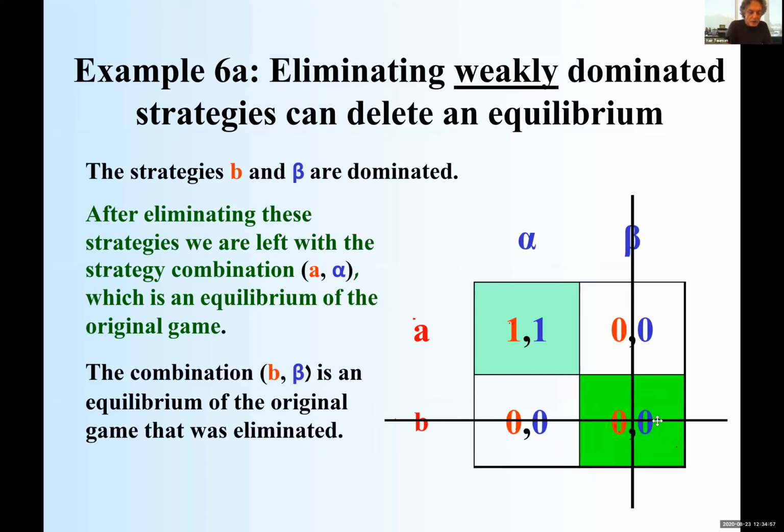However, the combination B beta is an equilibrium of the original game that was eliminated. So by elimination of weakly dominated strategies, we may eliminate some equilibrium strategies. But what equilibrium strategies? Ones that are not sensible. It is not sensible for player 1 to use B because A gives him either more or the same. Same for player 2, choosing beta is not sensible.